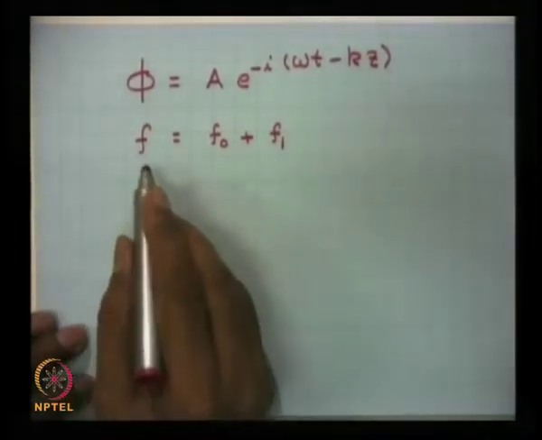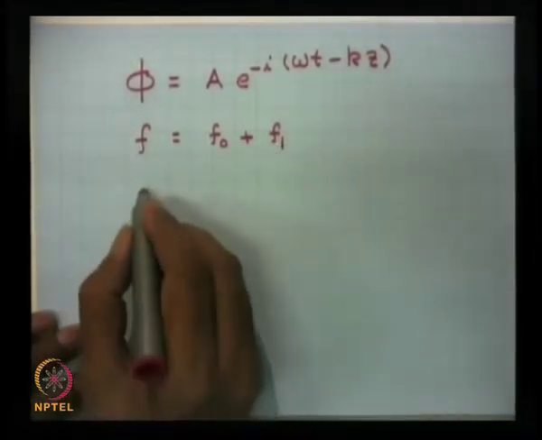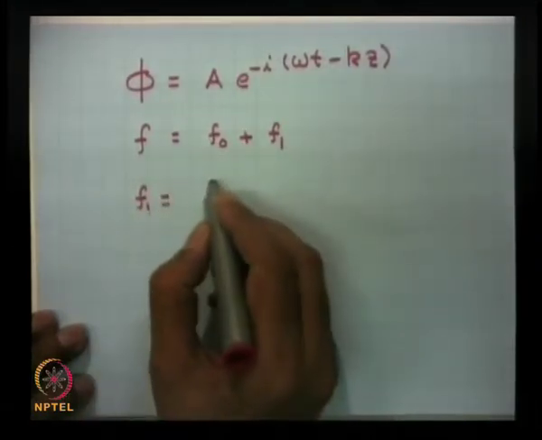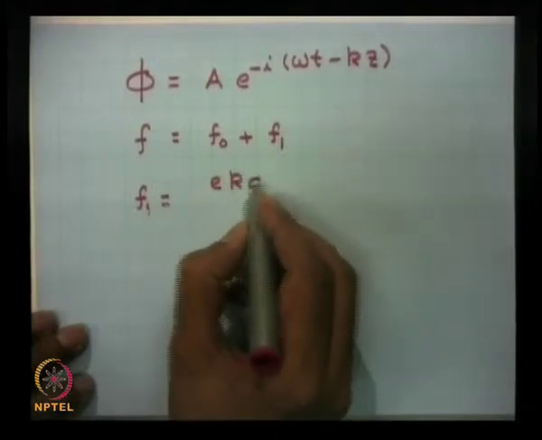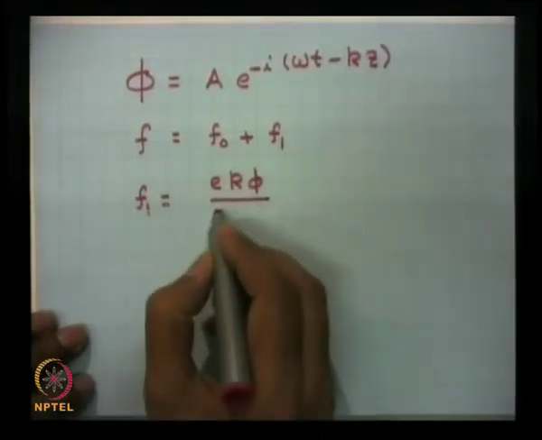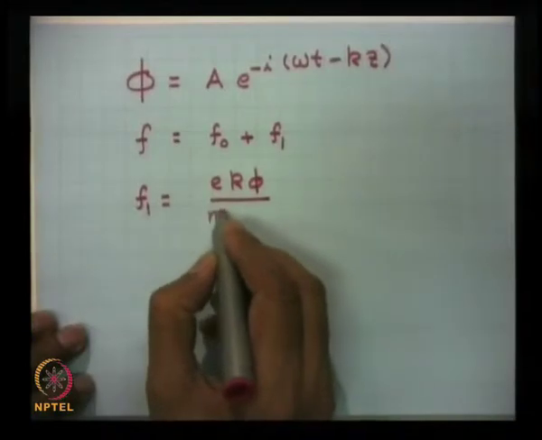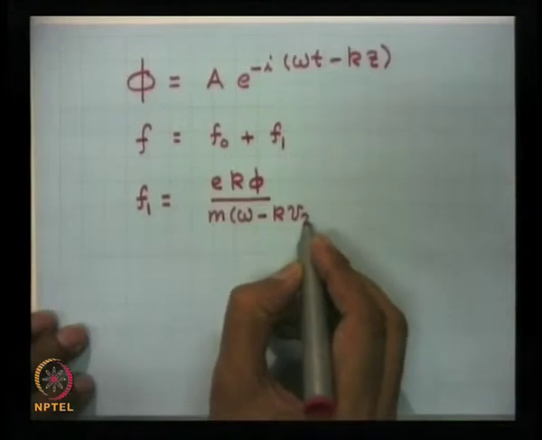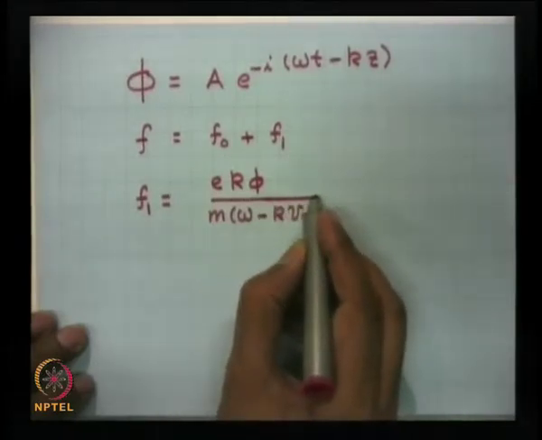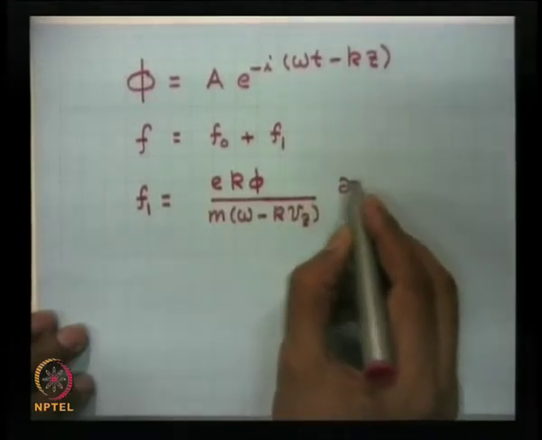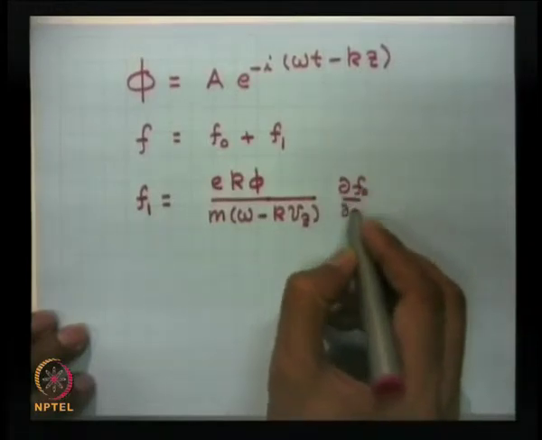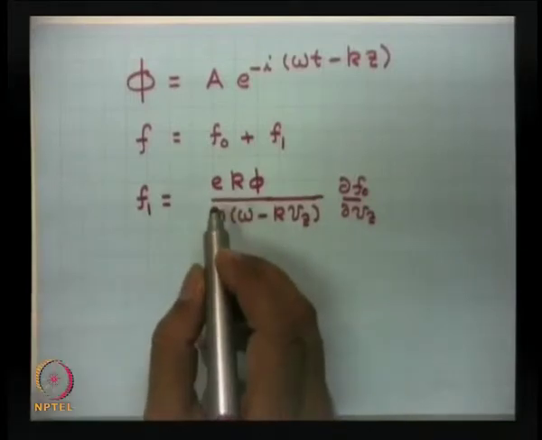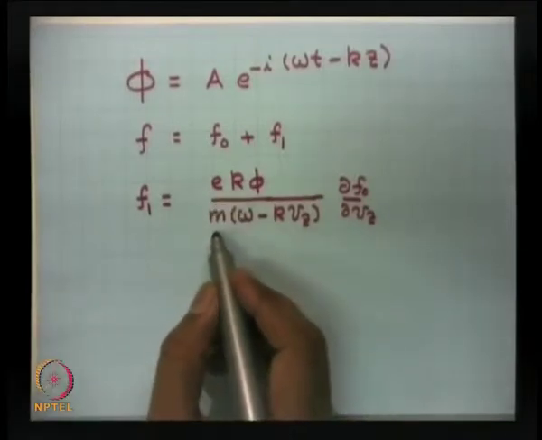Then we solved the Vlasov equation for F1 and we obtained an expression for the perturbed distribution function, which is F1 is equal to e k phi divided by m, omega minus k vz, multiplied by delta F0 by delta Vz. Here minus e is the electron charge and m is the electron mass.